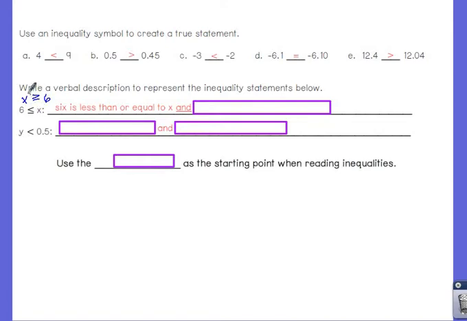So, X is any number. We don't know what X is. So any number has to be greater than 6, or it can be exactly 6. That's what that means. So, to translate this, how could I write this? X is greater than or equal to 6. So basically you're reading it backwards.